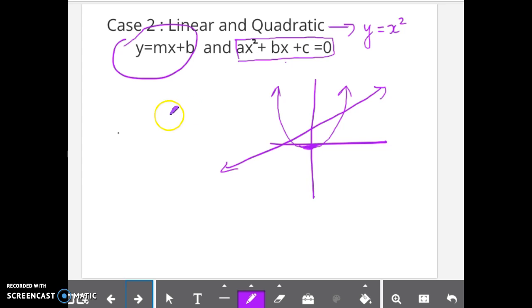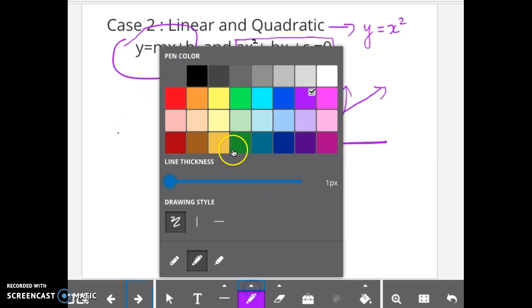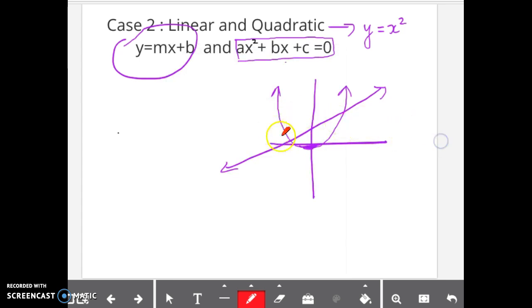It does not always have to be between two linears. Okay, so does this have two solutions in here? Do they meet? This quadratic and linear meets over here and meets over here. There are 2 points of intersection, so there are two solutions here.